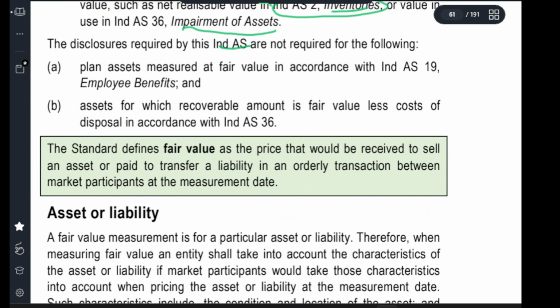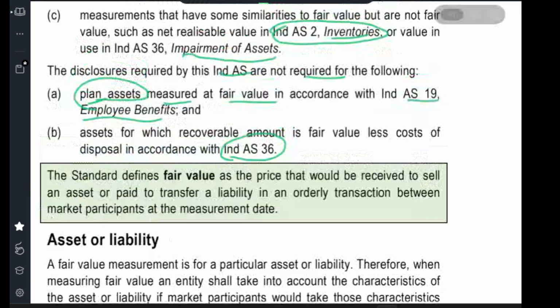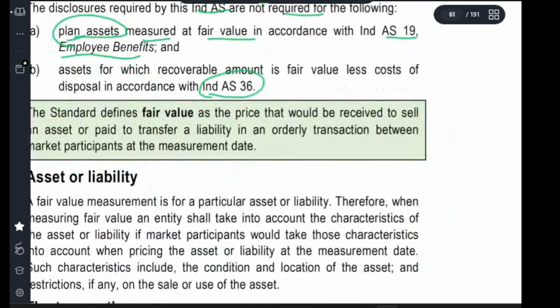Disclosure requirements in Ind AS 113 are not required for the following: plan assets measured at fair value as per Ind AS 19, employee benefit, it does not apply; and assets for which the recoverable amount is fair value less cost of disposal as per Ind AS 36. There also you can't apply.